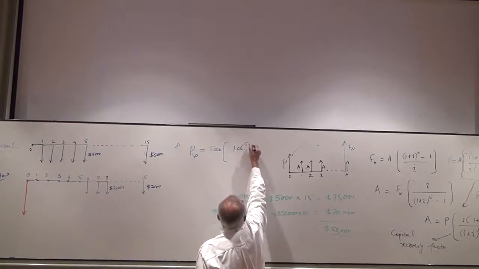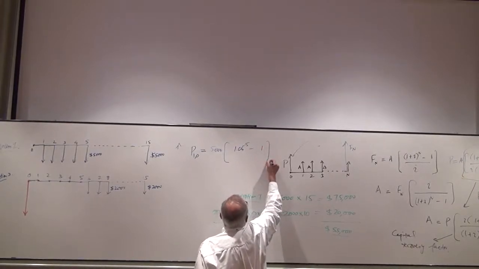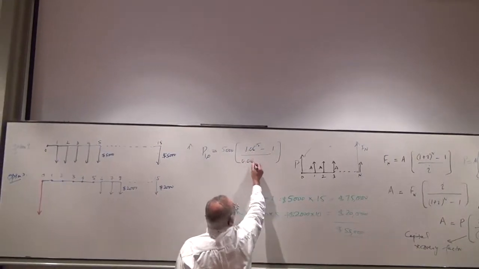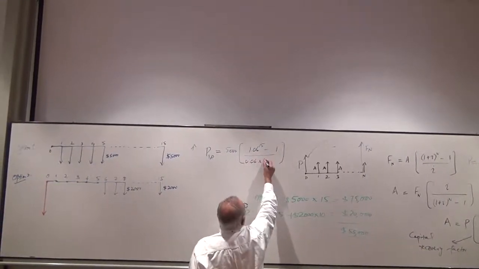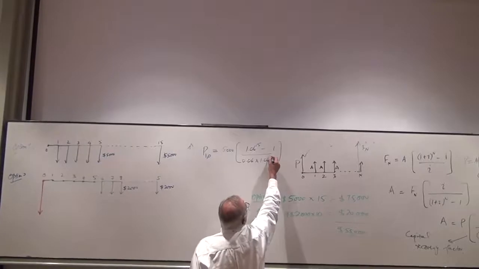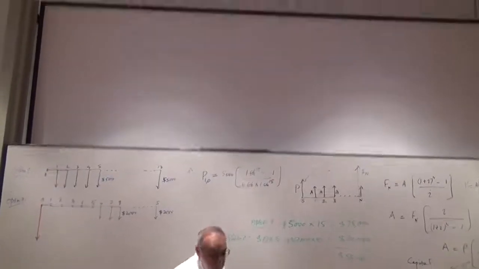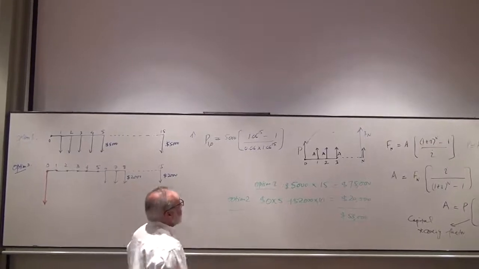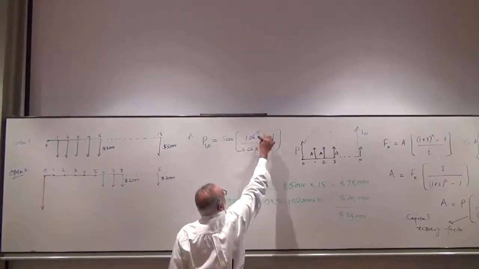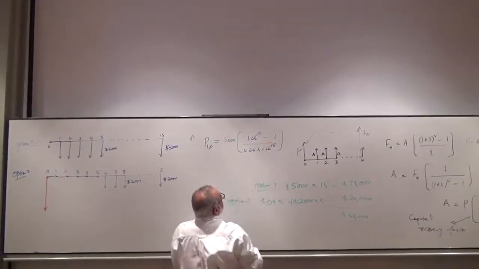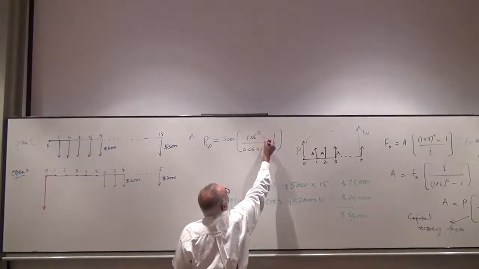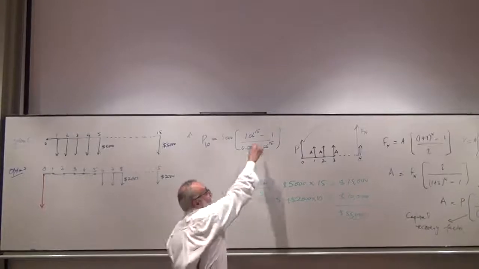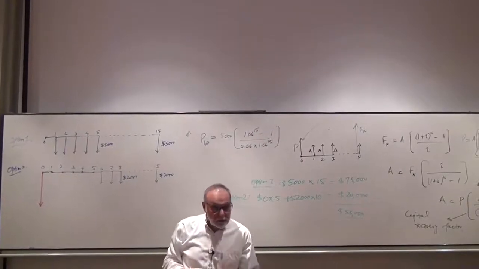how many years are there? 15. So we put 15, minus 1, divided by 0.06 into 1.06 raised to power 15. Please note one thing. Sometimes students make a mistake, they make it 15 minus 1. It is not 15 minus 1, it is minus 1 separate, okay? It is not raised to power minus 1. Clear?